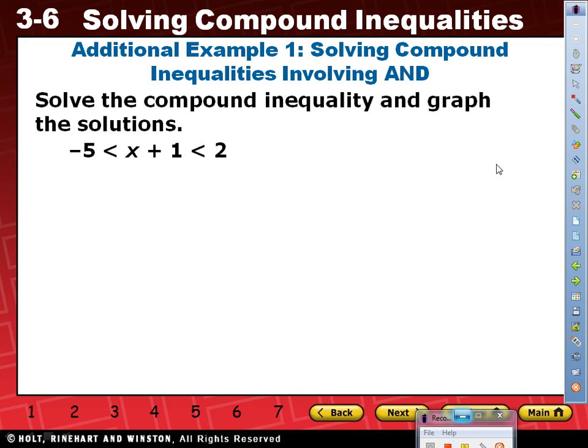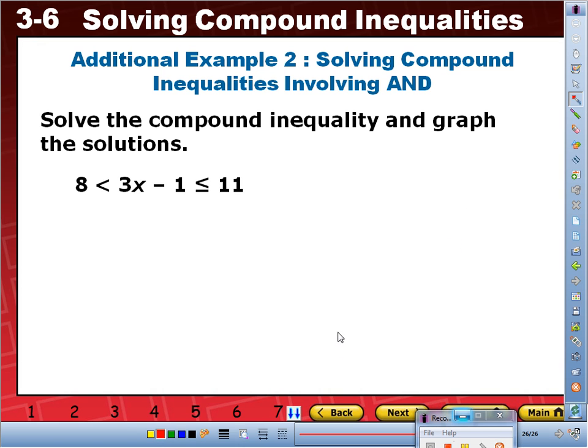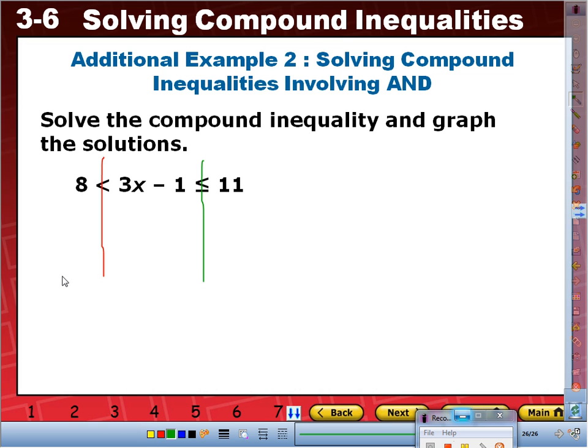Example 2. 8 less than 3x minus 1 less than or equal to 11. Let's do this one together. Once again, I'm going to draw a red line down this way and a green line down this way so I know that I'm going to use two different colors to graph.